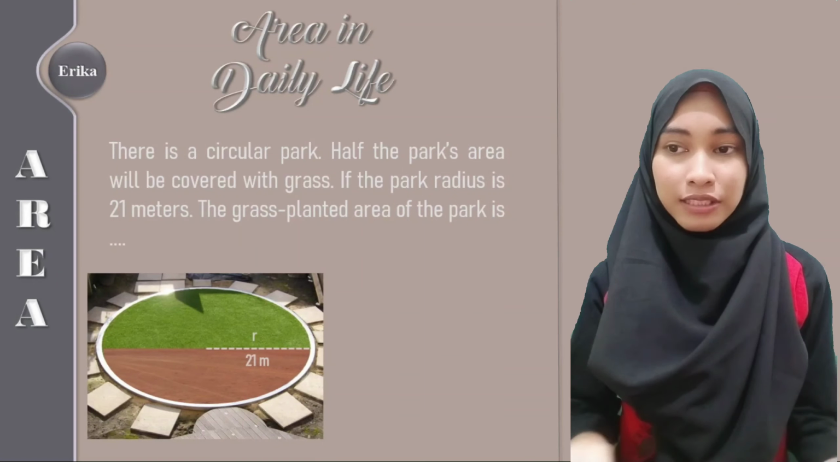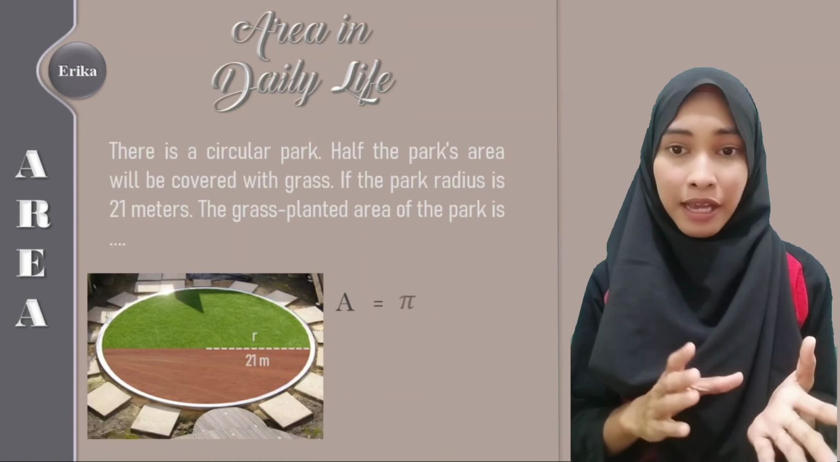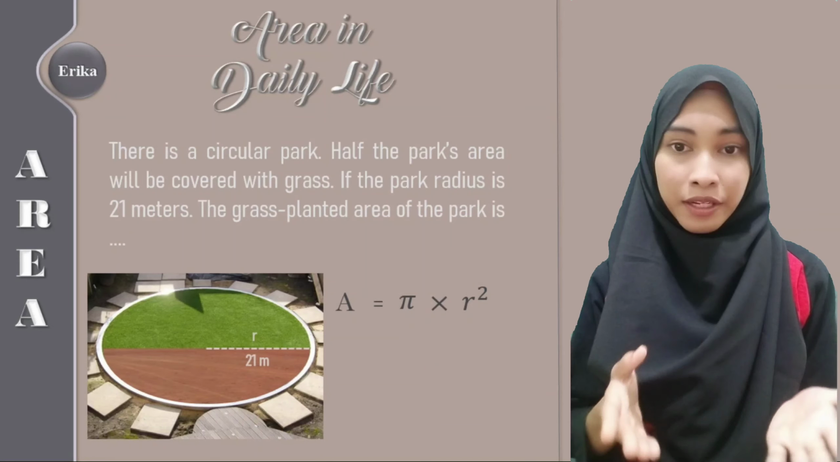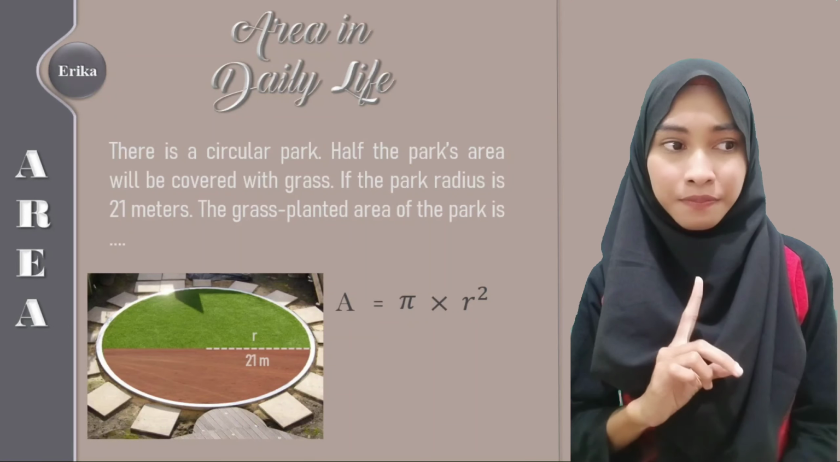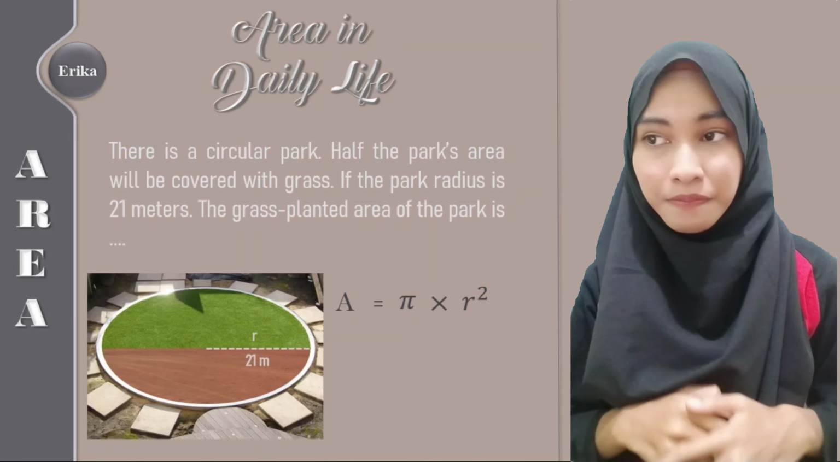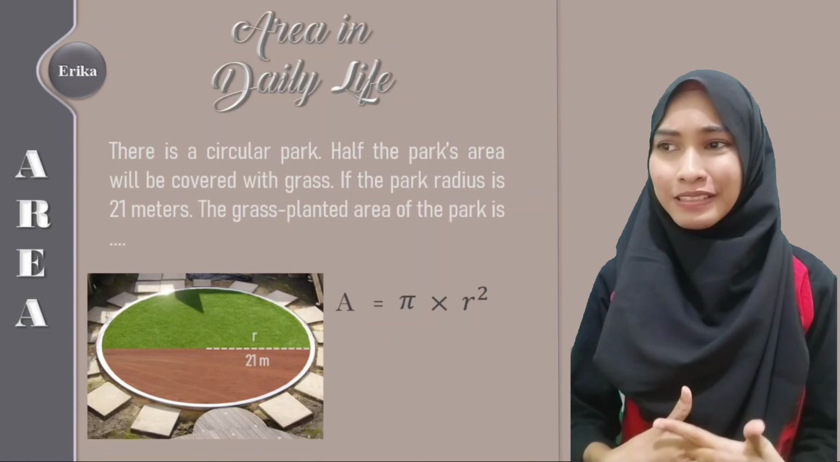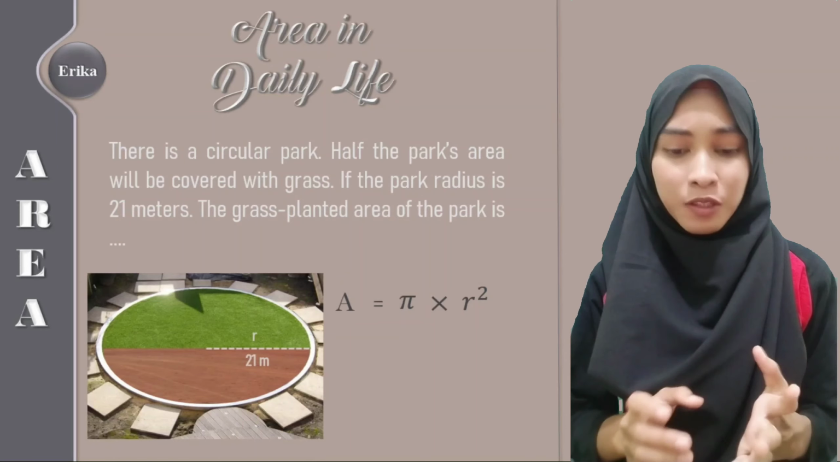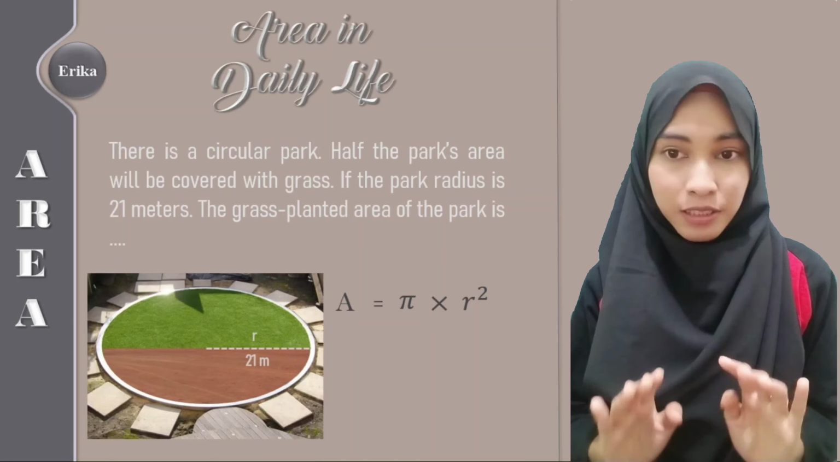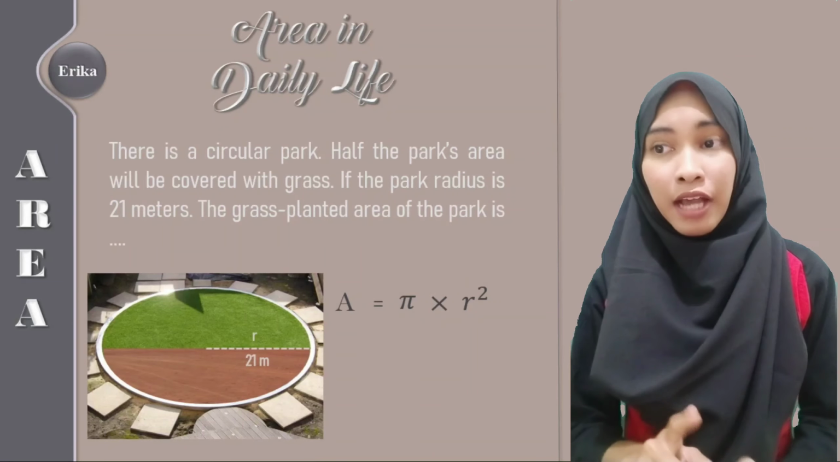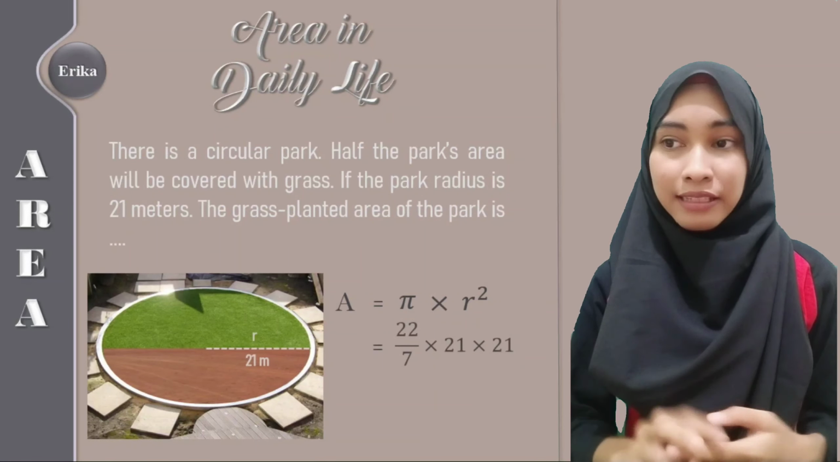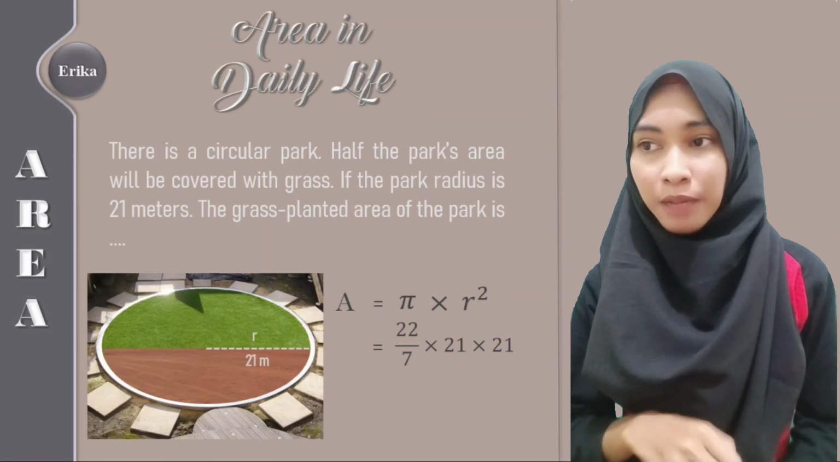Oh, so the formula that I can use in this problem is area equals pi times radius squared. Radius squared, r times r. Oh, thank you, Miss. So I can put the known numbers in this formula. Area equals 22 over 7 times 21 times 21.